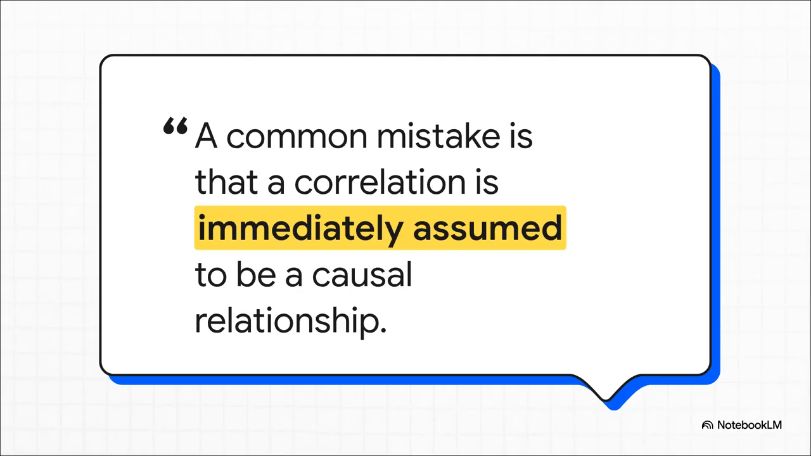But this brings us to what might be the single most important rule in all of statistics. If you remember one thing, make it this. For any data detective out there, just because two things are correlated does not mean one causes the other. The classic example is that ice cream sales and sunburns are highly correlated, but eating ice cream doesn't cause a sunburn. There's a third factor, hot, sunny weather, that's causing both. You've got to always remember that.